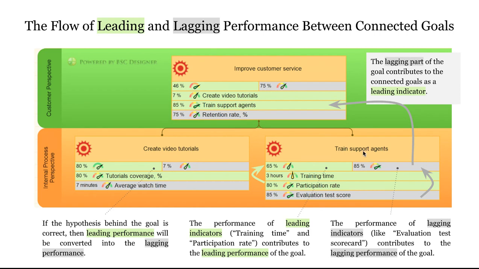So basically, the logic flow in this case is very simple. We did something in terms of video tutorials. We trained our support agents, and this is translated as a leading factor to this goal. And again, in the case of this goal, we have the same parts. We have a leading part on the left and a lagging part on the right. And the leading part is calculated as the average of these two figures. So I have here 46, the leading performance. And the lagging part is calculated using the lagging indicators that I have entered, so retention rate in this case. That is 75% performance. So that's a very simple logic that the software uses.